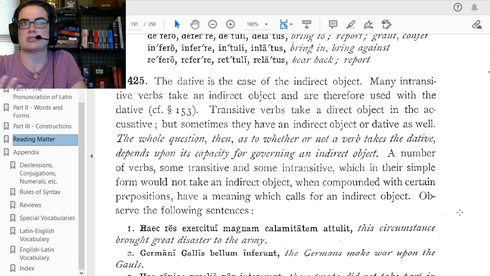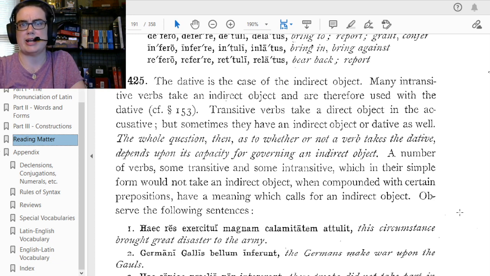So many intransitive verbs take an indirect object and can be used with the dative. Transitive verbs take a direct object in the accusative, but sometimes they have an indirect object in the dative, right? This all makes sense. So the whole question, I'm just going to read what he says because I'm not sure where he's going with this. The whole question then as to whether or not a verb takes a dative depends upon its capacity for governing an indirect object.